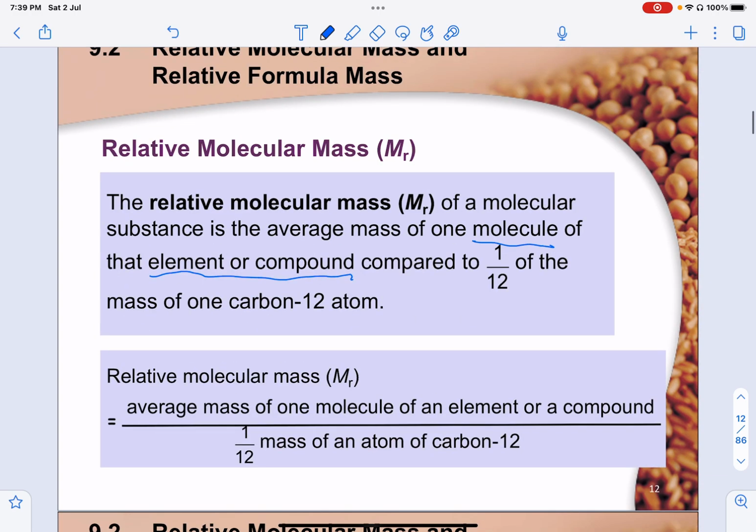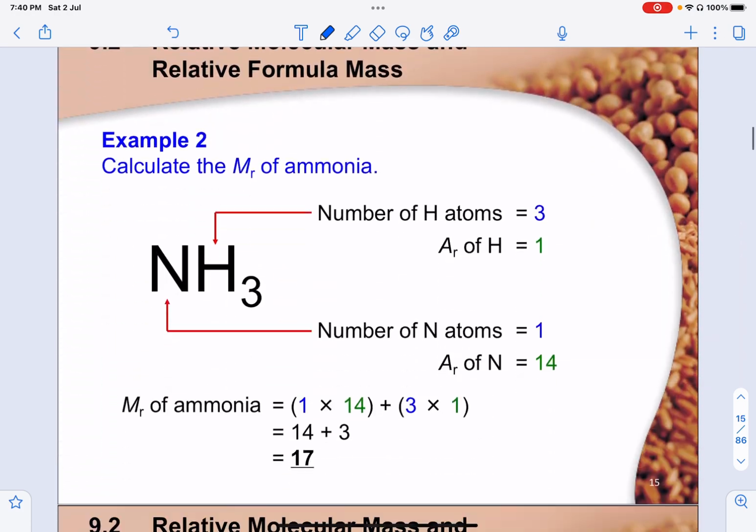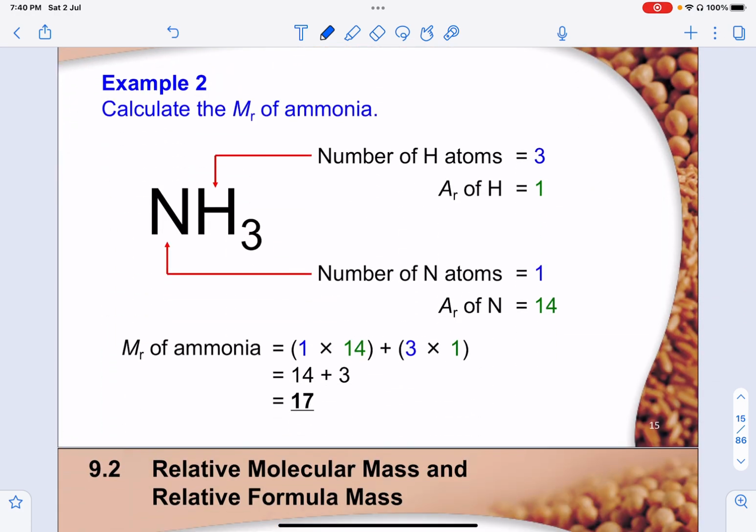Okay, again, please remember this definition, as this is a common exam question. In the exam, they will either ask for the Ar or Mr definition, and that's about 2 marks. For ammonia, the mass of N is 14 and H is 1. Since there are 3 hydrogen atoms, it will be 14 plus 3 times 1. You will get 17.